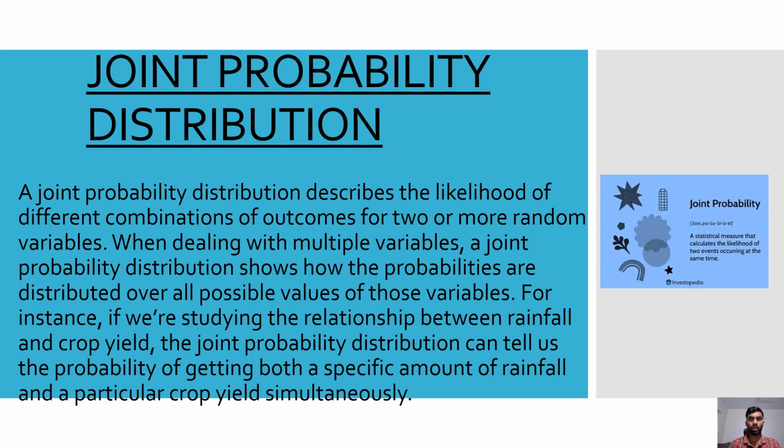Let's know what is joint probability distribution. A joint probability distribution describes the likelihood of different combinations of outcomes for two or more random variables. When dealing with multiple variables, a joint probability distribution shows how the probabilities are distributed over all possible values for those variables. For instance, if we are studying the relationship between rainfall and crop yield, the joint probability distribution can tell us the probability of getting both a specific amount of rainfall and a particular crop yield simultaneously.